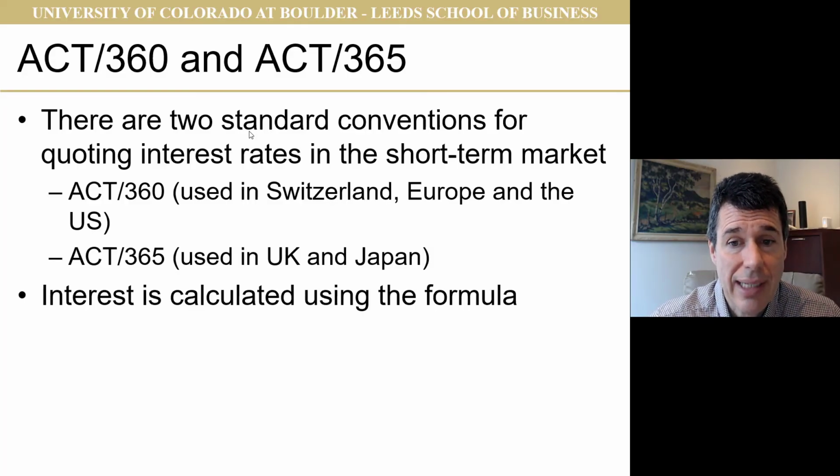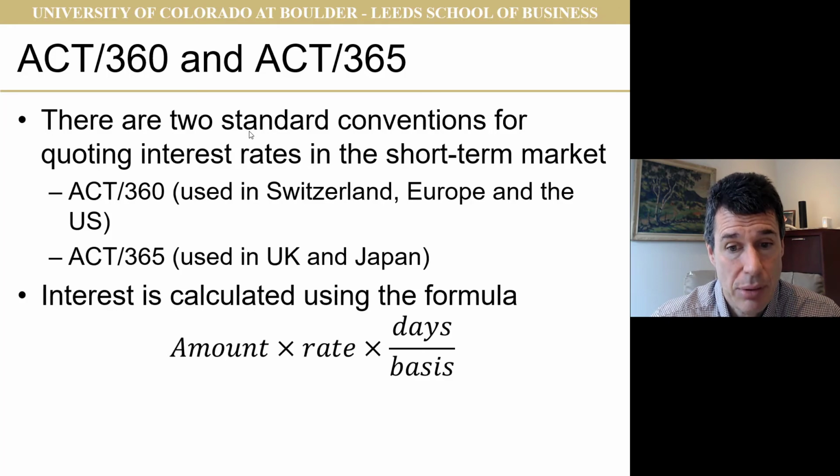And interest is calculated using the formula: the amount times the rate times days over the basis, where basis is either 360 or 365. So $1 million times the rate, 3%, times the number of days, 182, 181, depends on the 6-month period we're doing, divided by 360 or divided by 365. It's $1 million, so it would be 360. The 360 is a little weird, right? Because basically this looks like amount times rate times days over number of days in a year.